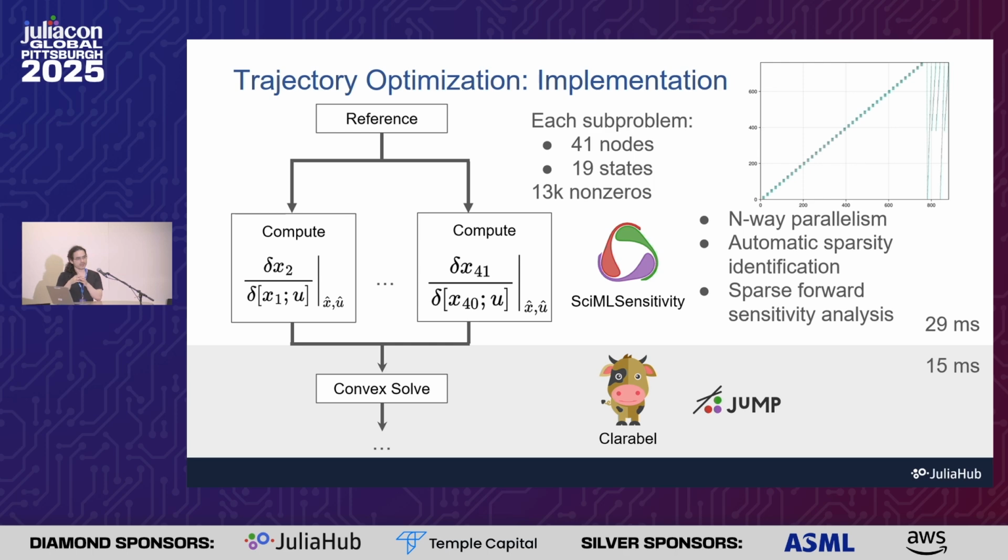We then compute all of these in parallel using SciML sensitivity with automatic sparsity detection, automatic sparse forward sensitivity analysis. This is much the same mechanism that Chris was talking about in his talk earlier today. This, on my laptop, would take about 30 milliseconds to solve. We then give this problem to a subproblem solver, which solves the linearized version of the dynamics and ensures feasibility of the intermediate solution, which normally takes about 15 milliseconds using JuMP or Clarabel.